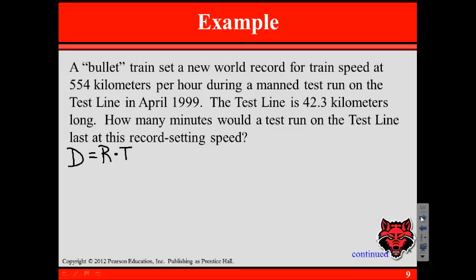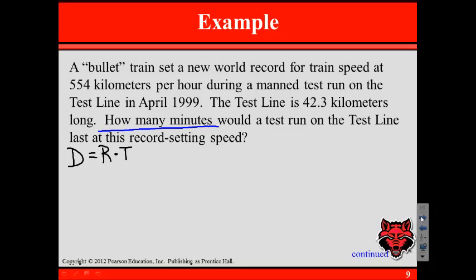First, let's determine what the unknown quantity is. Go to the last sentence and we find how many minutes. And so our unknown quantity is going to be minutes. It's going to be time. We will not have a value to plug in for t. We continue to go through the problem to find other useful information.